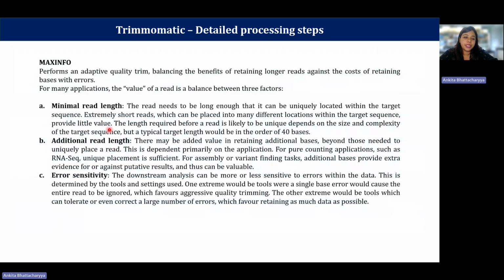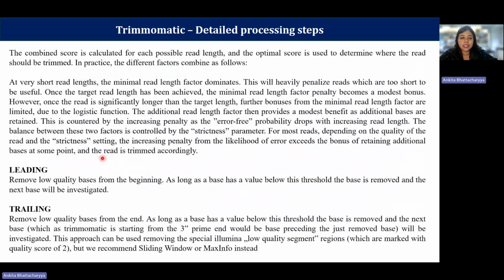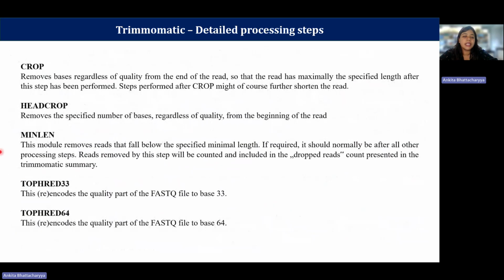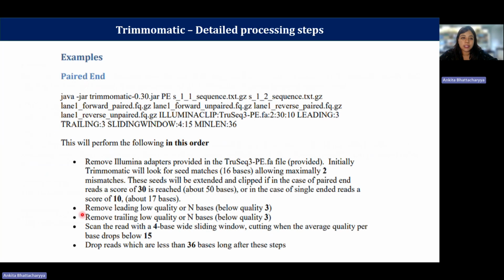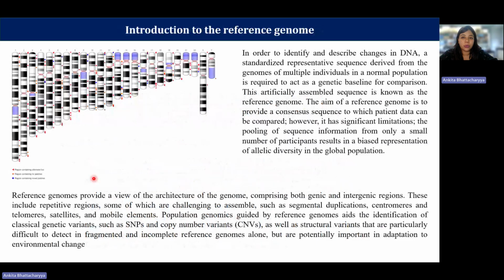Then you get minimal read length, additional read length, error sensitivity, etc. Leading and trailing, of course, mean from the end at which the cut or the trim should be made. Crop, head crop, min length, top thread, and top thread 64, of course, we have discussed all of this. This was an example of how Trimmomatic works.